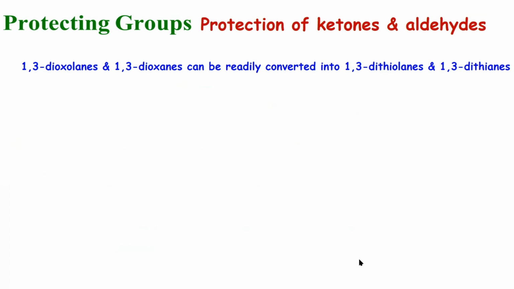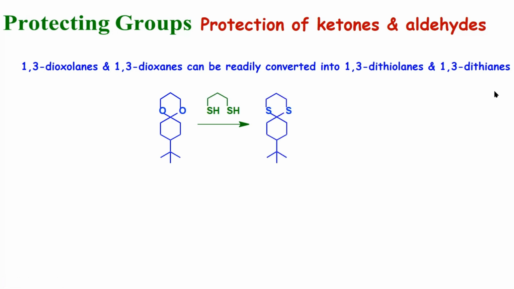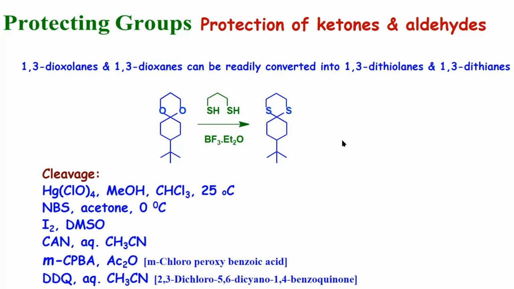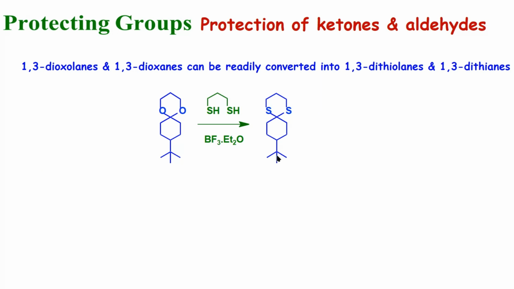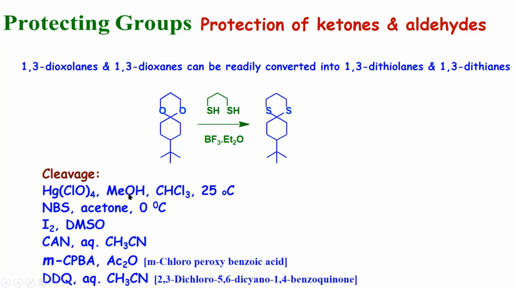1,3-Dioxolanes and 1,3-dioxanes which are formed can be converted into 1,3-dithiolanes and dithianes easily by treating with the corresponding 1,3-dithiols or 1,2-dithiols. Boron trifluoride diethyl etherate can be used. They can then be cleaved very easily by using mercuric perchlorate, using methanol and chloroform as the solvent at room temperature.